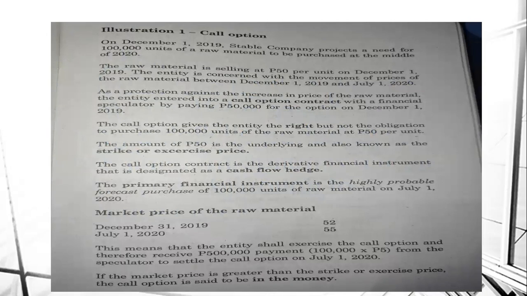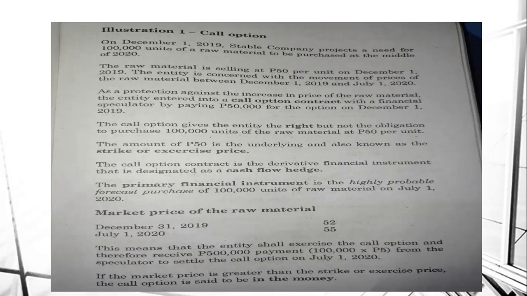On December 1, 2019, stable company projects a need for 100,000 units of raw materials to be purchased at the middle of 2020. The raw material is selling at 50 per unit on December 1, 2019. The entity is concerned with the movement of prices of the raw materials between December 1, 2019 and July 1, 2020. As a protection against the increase in price of the raw material, the entity entered into a call option contract with a financial speculator by paying 50,000 for the option on December 1, 2019.